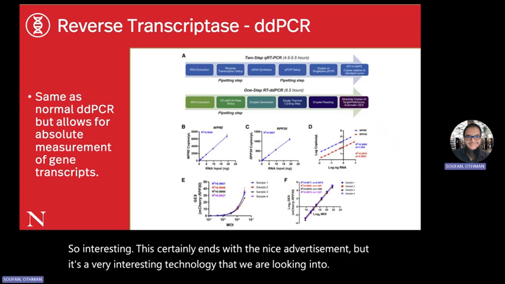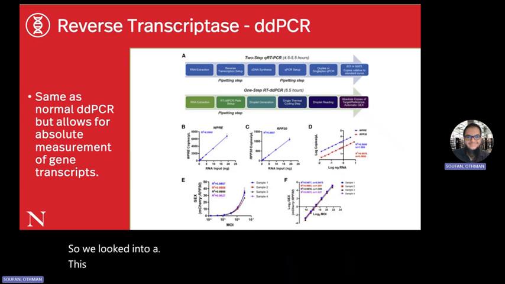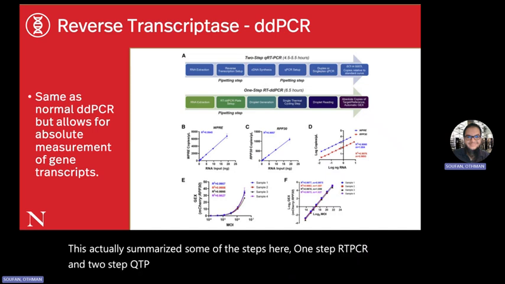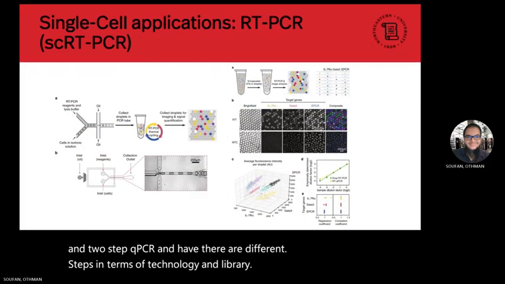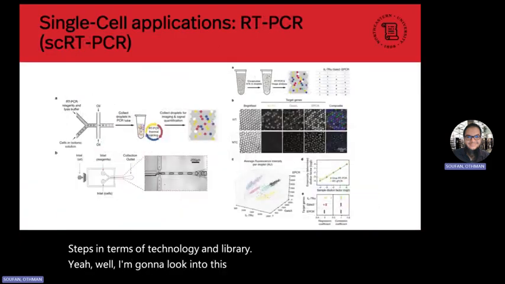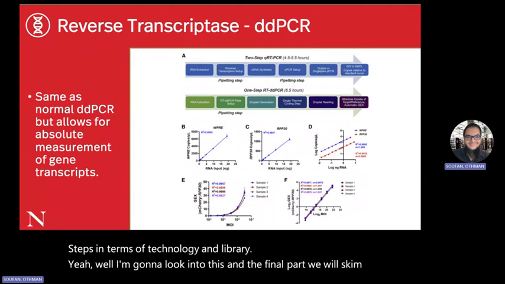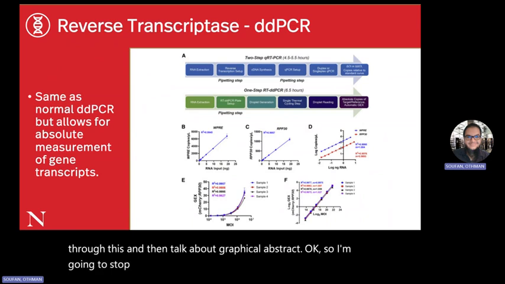So we looked into this, which actually summarized some of the steps here: 1-step RT-ddPCR and 2-step RT-qPCR, and how there are different steps in terms of technology and library. Yeah. We're going to look into this in the final part. We will skim through this and then talk about the graphical abstract. Okay, so I'm going to stop here for now.